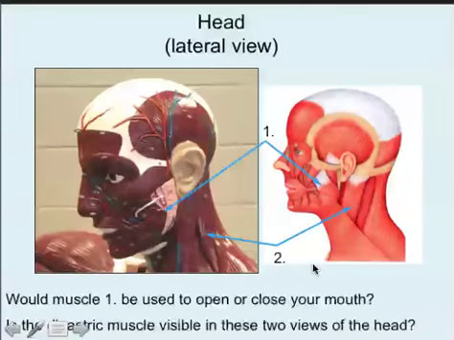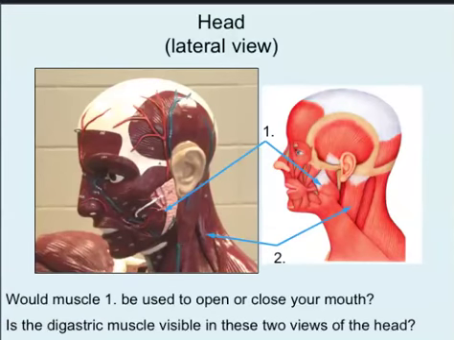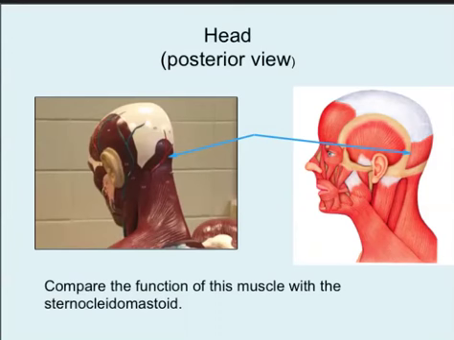Okay, is the digastric muscle visible in these two views of the head? And the answer is it is not visible because it lies inferior to the chin. Okay. All right. Next view. Posterior view of the head. Compare the function of this muscle with the sternocleidomastoid. The occipitalis muscle is named for the bone it lies on top of, which is the occipital bone. And what it does is it moves the scalp. The sternocleidomastoid extends the neck.